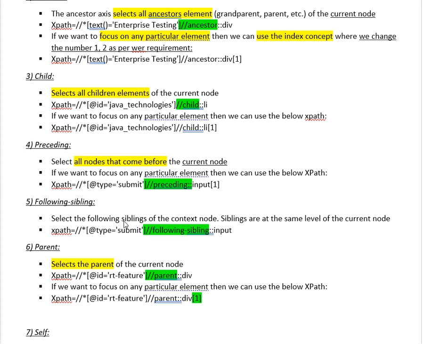Following sibling means select the following sibling of the context node. Siblings are at the same level as the current node. Here the question was, what is the difference between preceding and following sibling? Now we will see the parent method of the XPath axes, which selects the parent node of the current node, and its syntax is double forward slash, square bracket, attribute name, attribute value, followed by again double forward slash parent double colon equal to tag name.